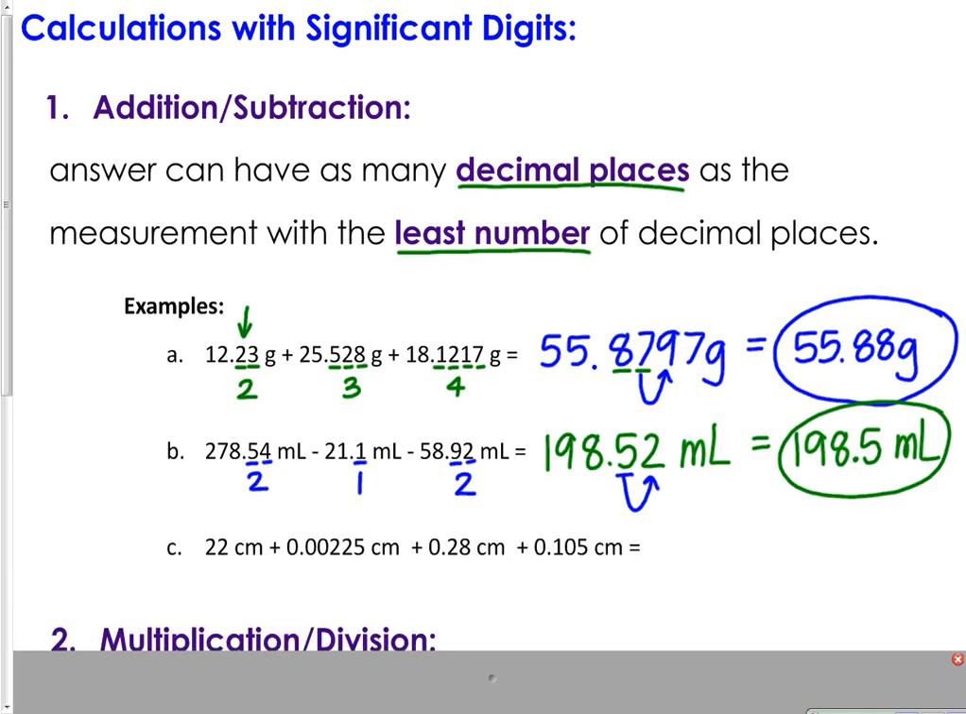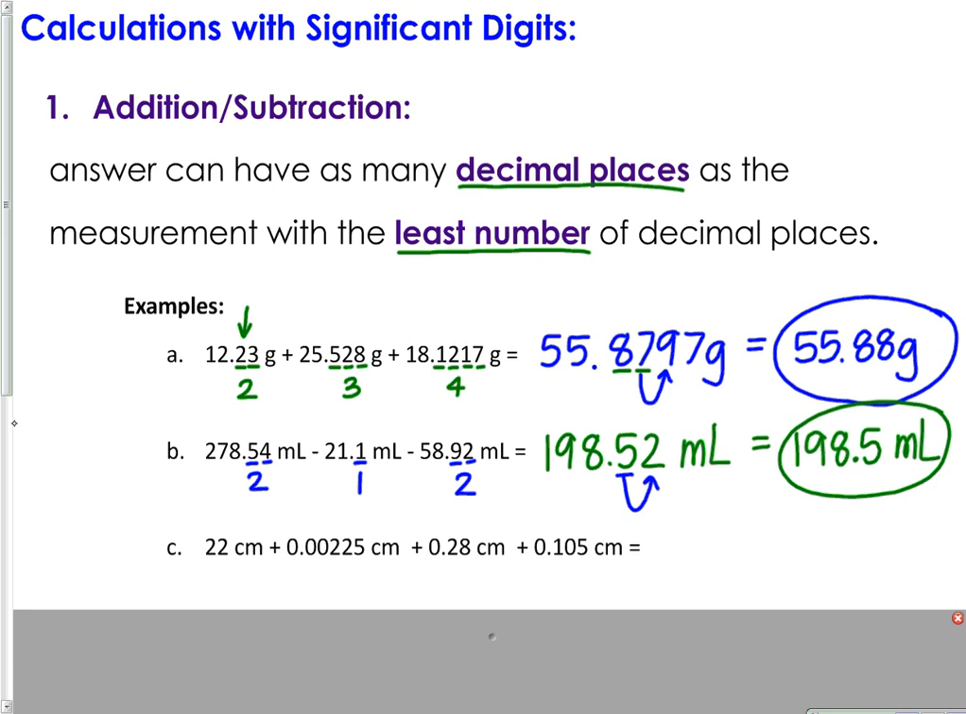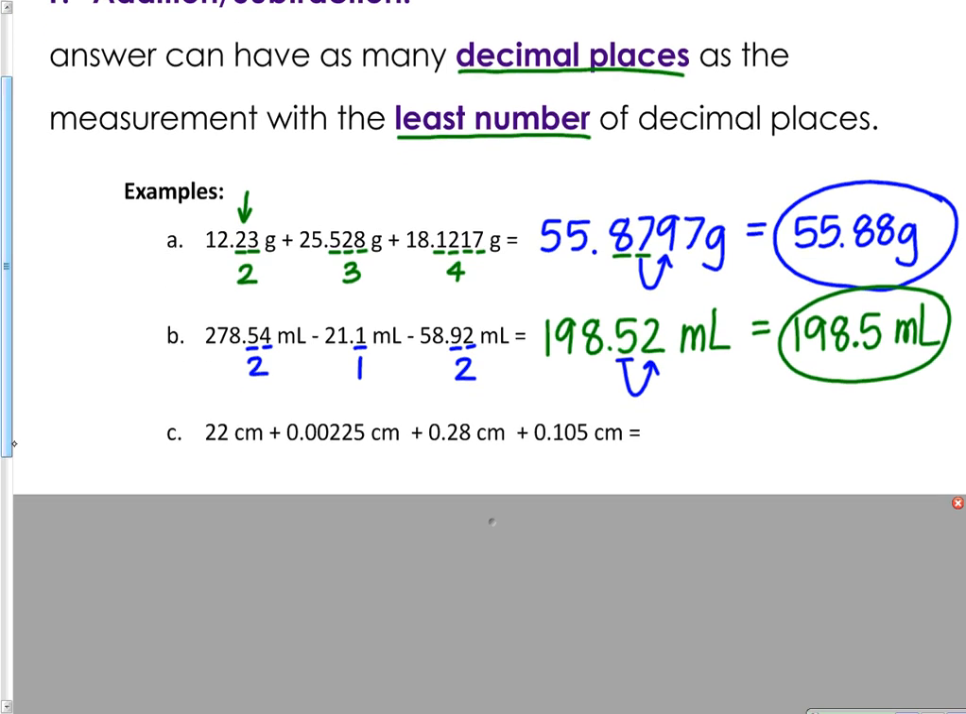And then part C, the last example for this video. You're going to take 22 centimeters plus 0.00225 centimeters plus 0.28 centimeters plus 0.105 centimeters. If you add that up in your calculator, you should get an answer of 22.3875 centimeters.